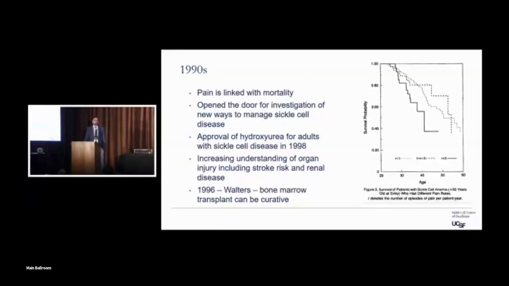And the graph on the right here just shows mortality for people who had more crises. You can see the solid line showing that people who had more crises were more likely to die. Again, this does sort of emphasize the episodic nature and minimizes the chronic nature.